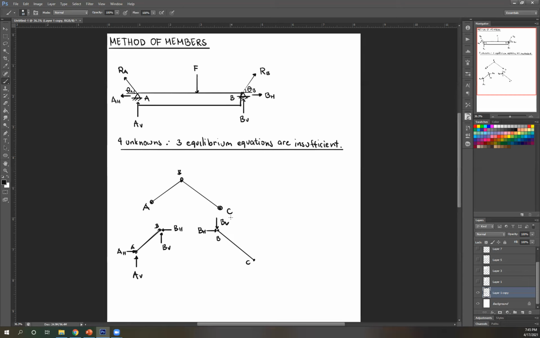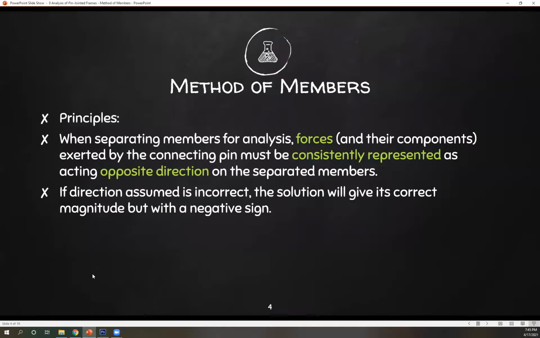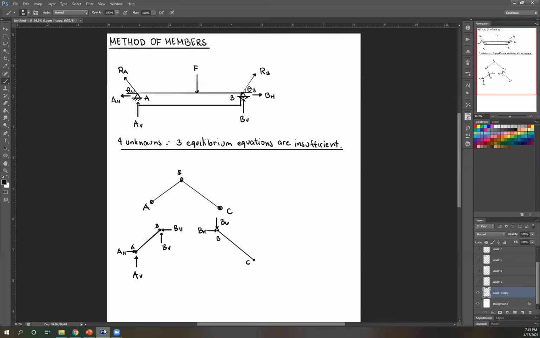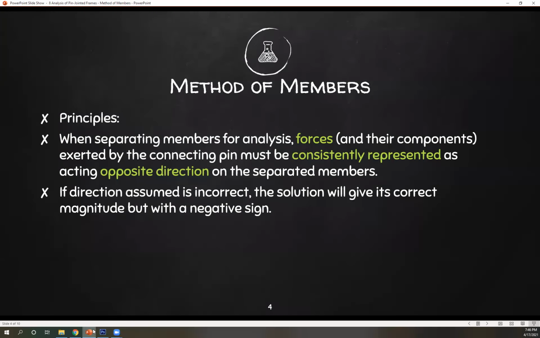So it's not about tension or compression. It's not about towards the joint or away from the joint. No, it's about the actual direction, to the left, to the right, opposite on the connecting member. So that is what that principle means. And then, if the direction assumed is incorrect, the solution will give its correct magnitude, but with a negative sign. It's the same process as your previous lectures. All right, so that's method of members.